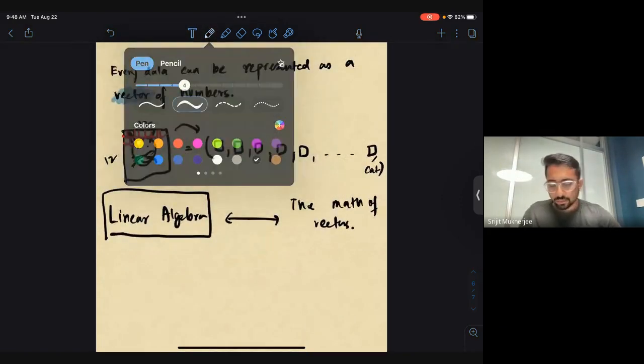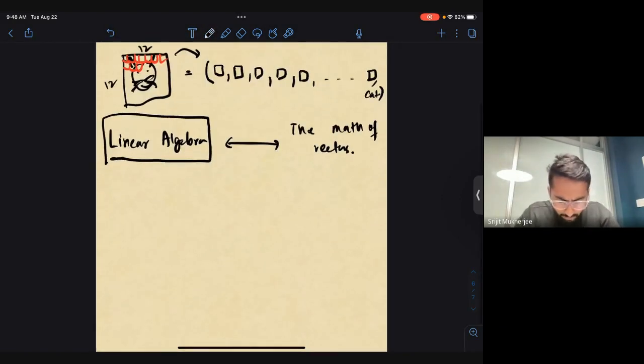Okay. Now, what's next? This is first things first. Now, let me go to what other mathematics is important. Let's go to supervised learning.